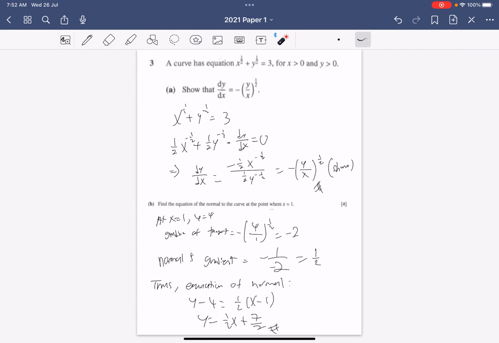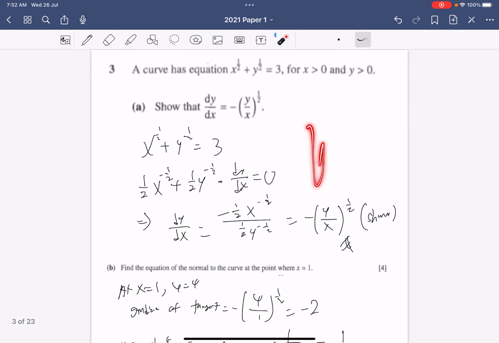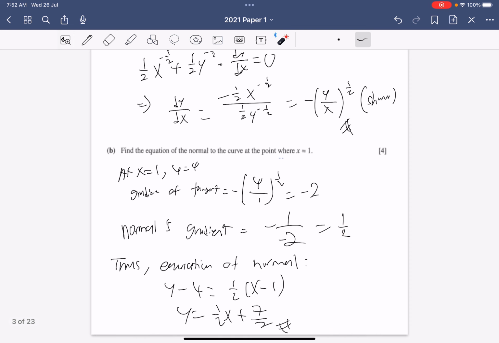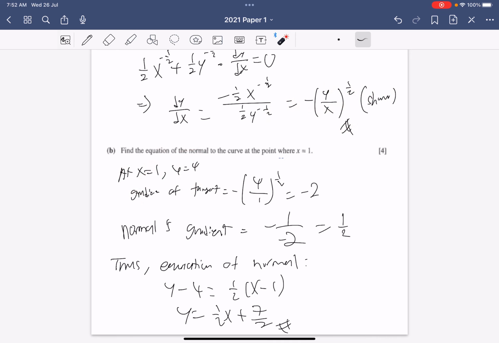Next, we are supposed to find the equation of the normal to the curve at x equals to 1. So this is how you apply what you already know. So the first part tests you on chain rule, and the second part tests you on application of differentiation. So x equals to 1, y is 4. This allows us to now sub into here, because this is y and x, to find the gradient of the tangent at that point, which is minus 2. And so the normal is minus 1 over gradient of tangent, so it's actually half.